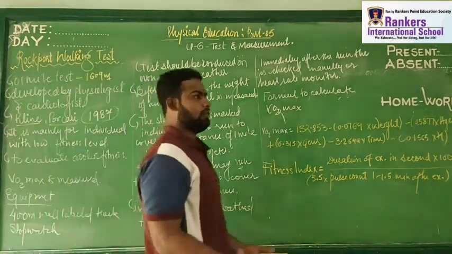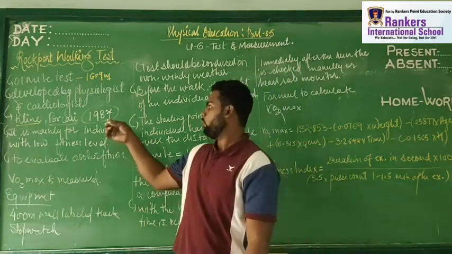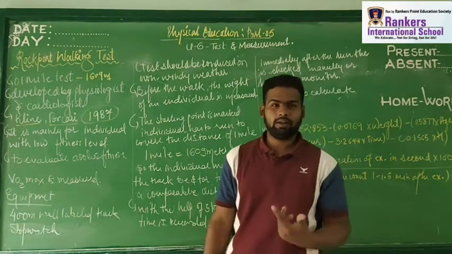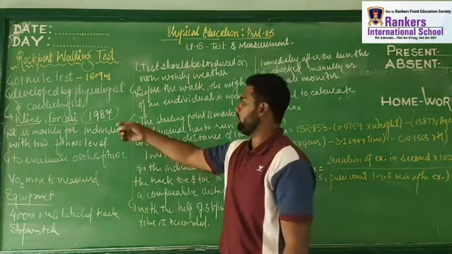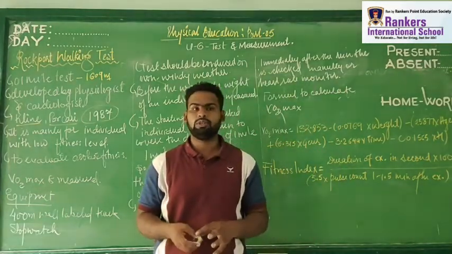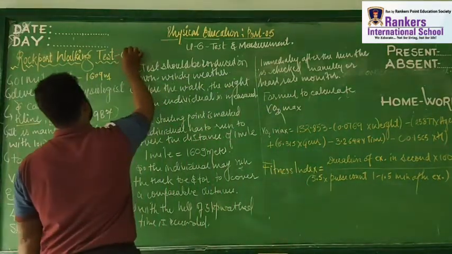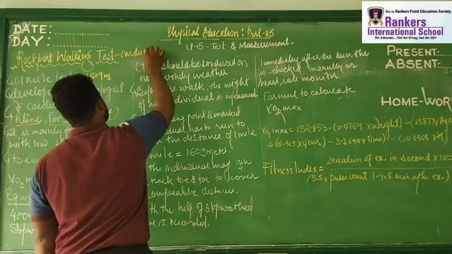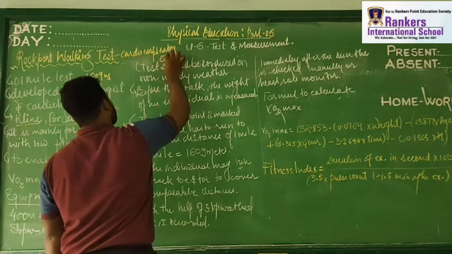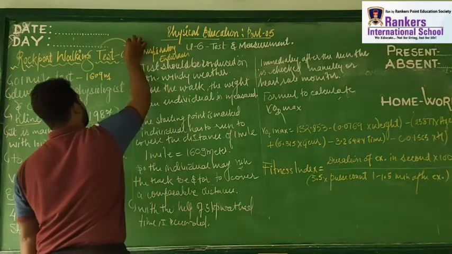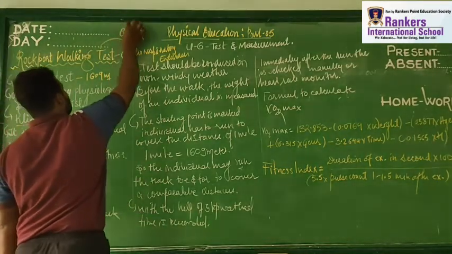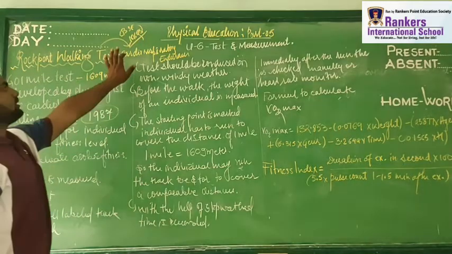In the board examination, you may be asked by CBSE when the Rockport walking test came into existence. So the initiative was in 1987. Got it, everyone? Next thing, what does it measure? So it basically measures the cardiorespiratory endurance. Keep this thing in mind, very important for MCQ purpose. Right? So CBSE MCQ might ask this: Rockport walking test, cardiorespiratory endurance.